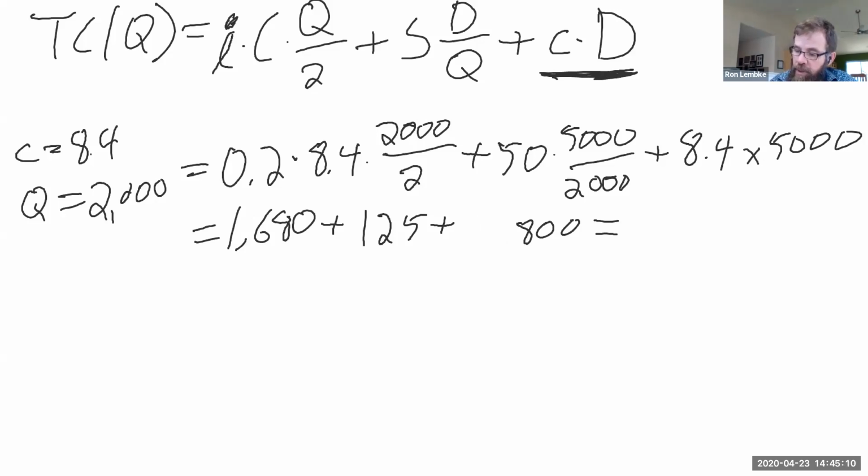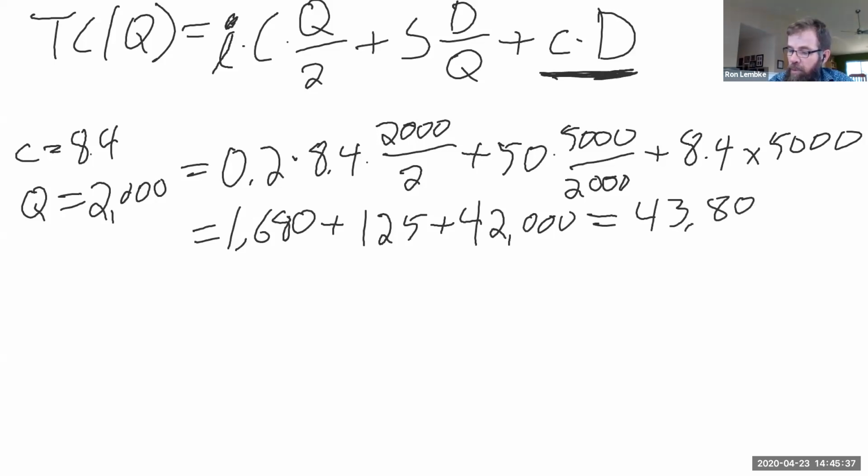So I also need to delete that part. Let's try this again. The cost of the goods is 8.4 times 5,000 units. That's $42,000. So we have $42,000 plus 125 plus 1,680 is 43,805. All right, that is the cost of buying 2,000 units at a time at a price of $8.40.